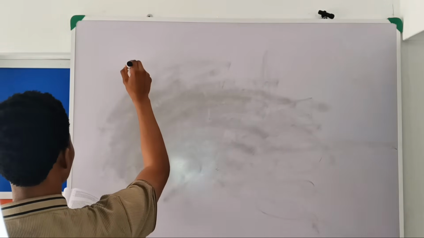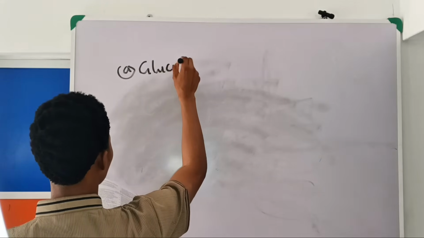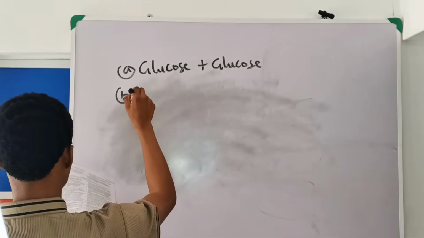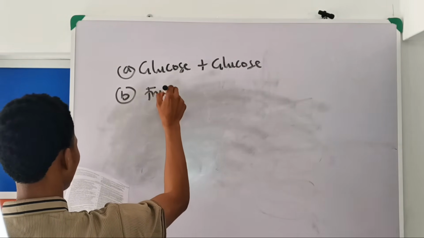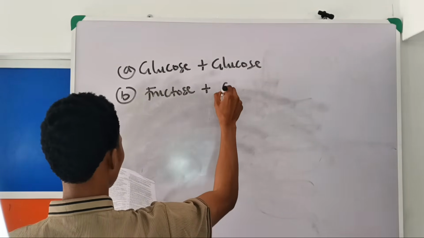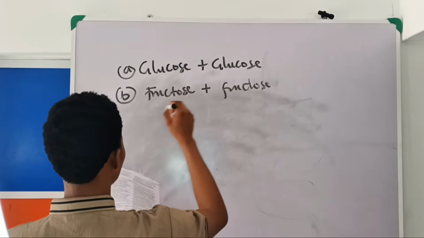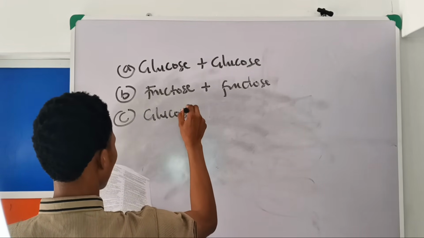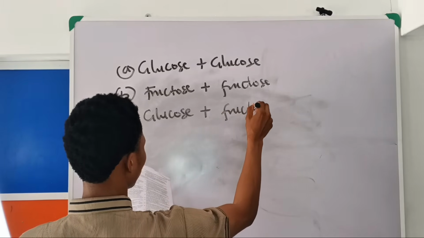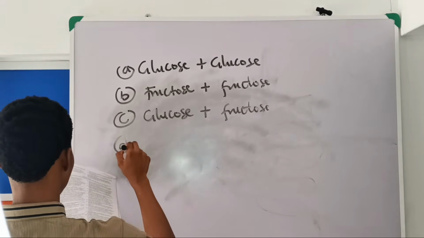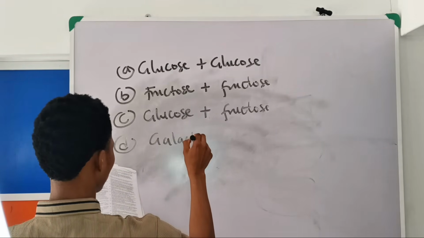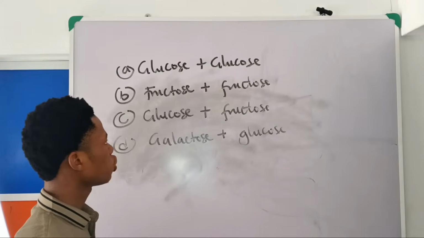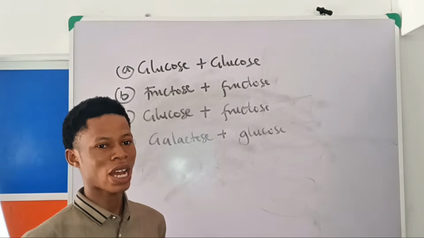So A says glucose plus glucose. B says fructose plus fructose. C says glucose plus fructose. And D says galactose plus glucose. All right, now the question is asking which is the product of sucrose hydrolysis.